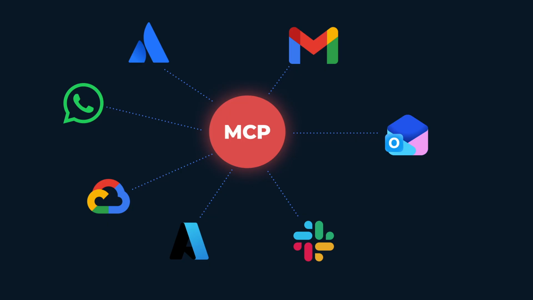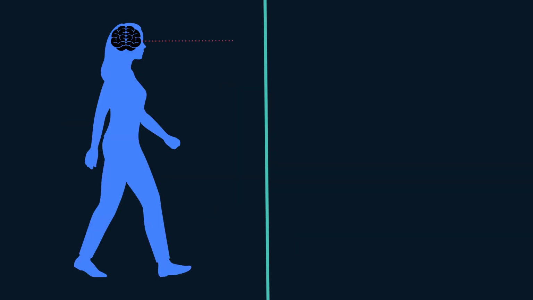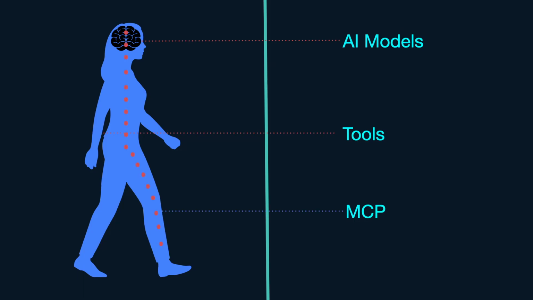So, here is the simplest way to remember MCP. Think like a person. AI models are the brain, tools are the hands, MCP is the nervous system connecting them all, taking critical decisions. Without it, AI is isolated. With it, AI can interact with the real world.